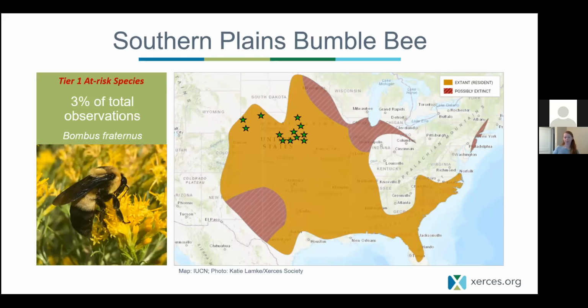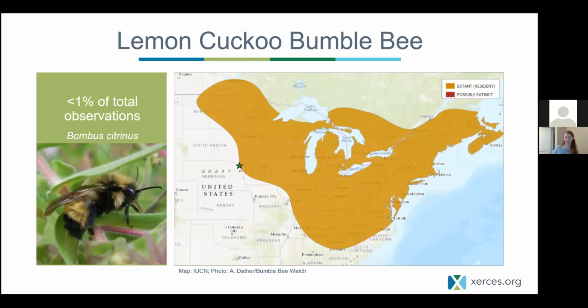Some other things that we can look at are range distributions in general. So here we have a lemon cuckoo bumblebee, and while we only had a few observations of this bee come in, when we look at it on a bigger picture view, we can see that it resides on the very edge of its range still, which is just exciting information for us to see.